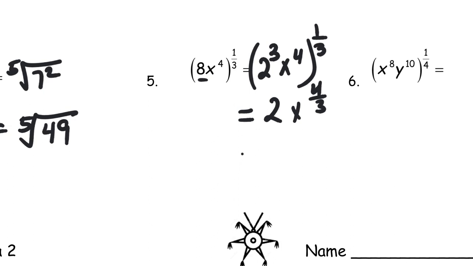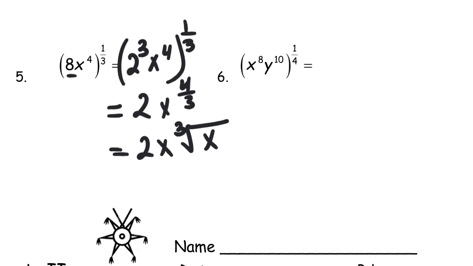How many times does 3 go into 4? That means I get 1 on the outside. What's the remainder? We have 1 left over, and that'll be the root of 3. We okay with that? Okay, then we have our last one.